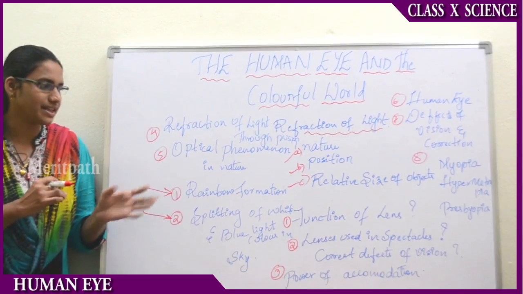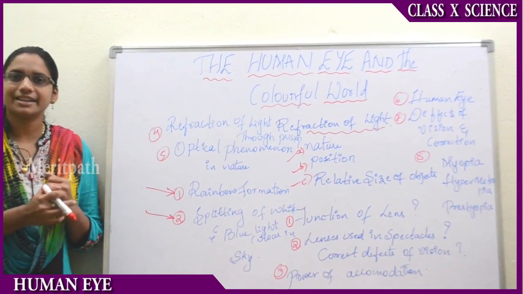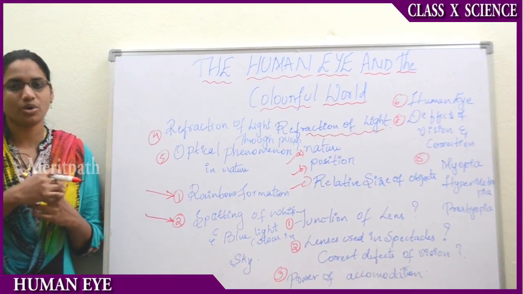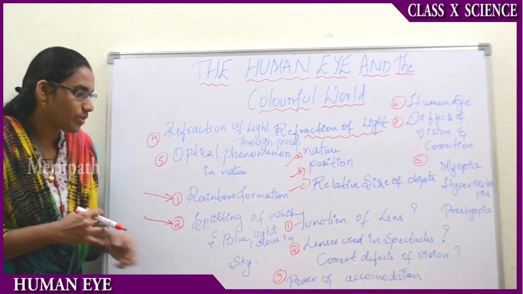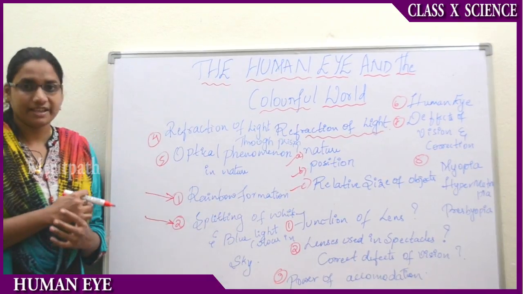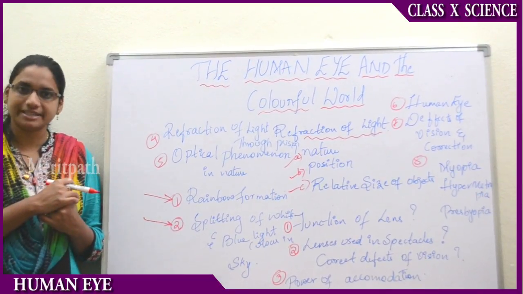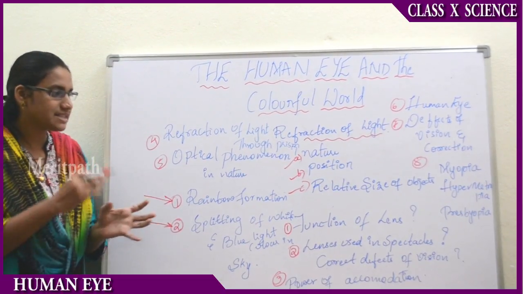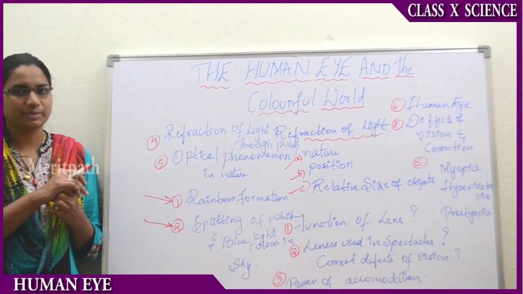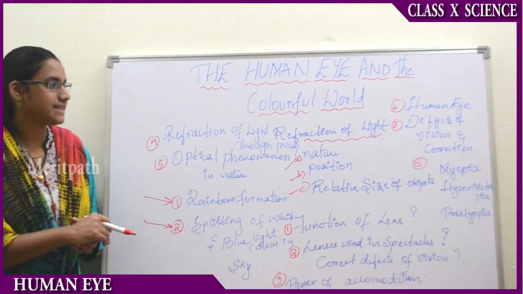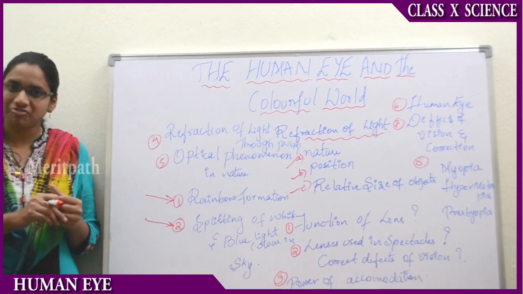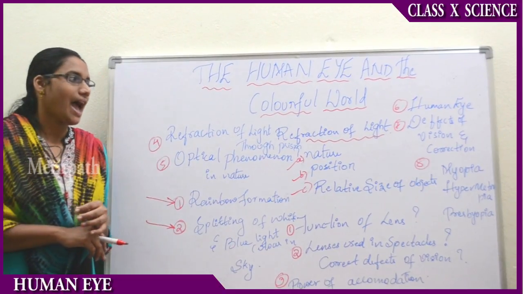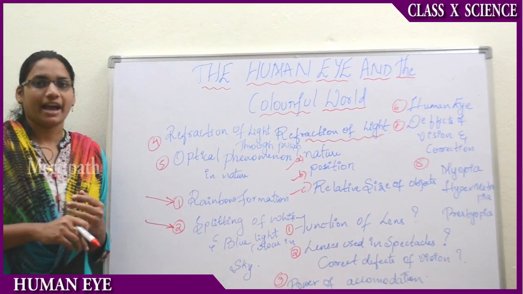Now we will be seeing how these lenses correct the defects in vision, how they minimize and maximize what we see, and how much power of accommodation is inbuilt in the lens we use in spectacles. All these three properties regarding the lens we will study in detail, and at the same time we will study the functioning of the human eye, the organs involved in the human eye, the defects of vision and the corrections.